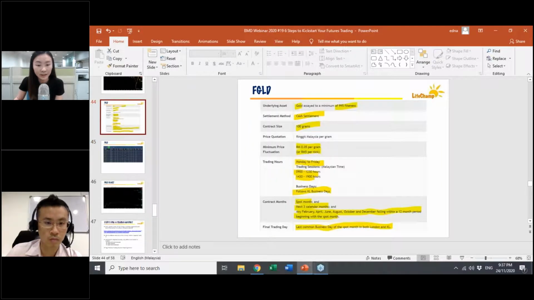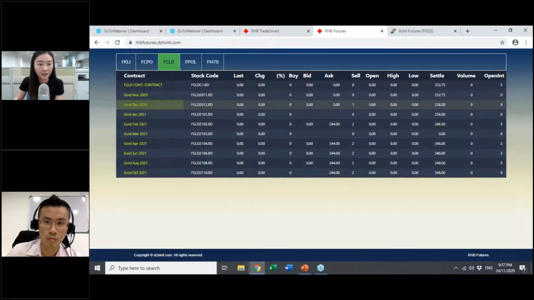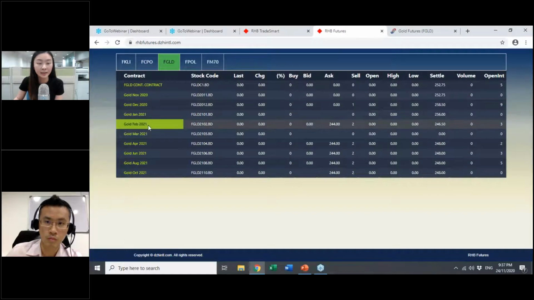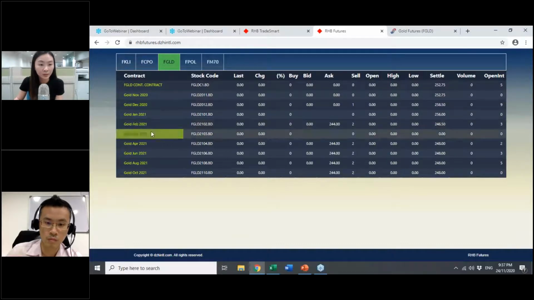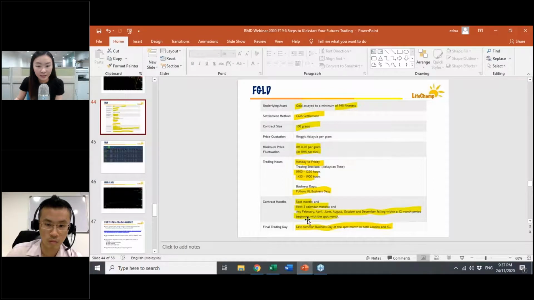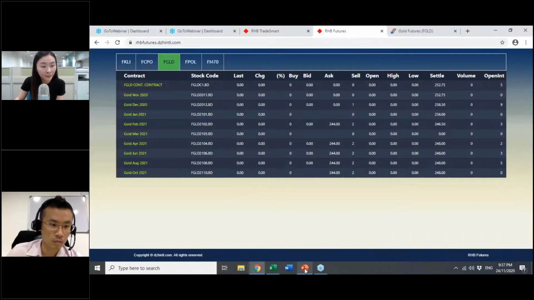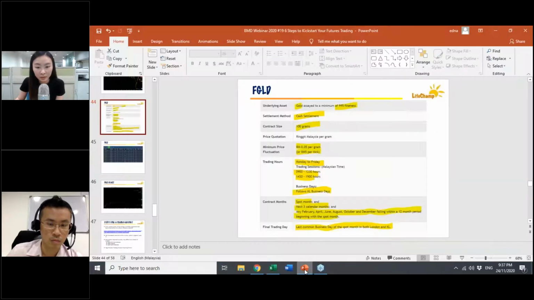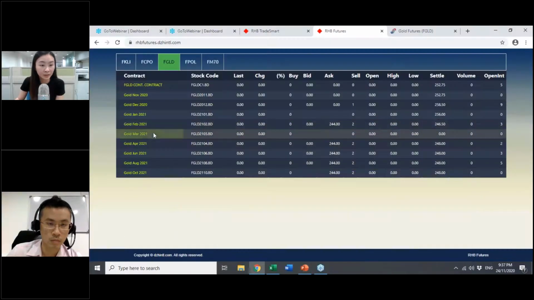Spot month, and then the next 3 calendar months: December, January, February, and then alternate within the 12 months starting from the spot. February, April, June. So we start from November, June. So February. We start from April, June, August, October, and December. March, April, June, August, October.